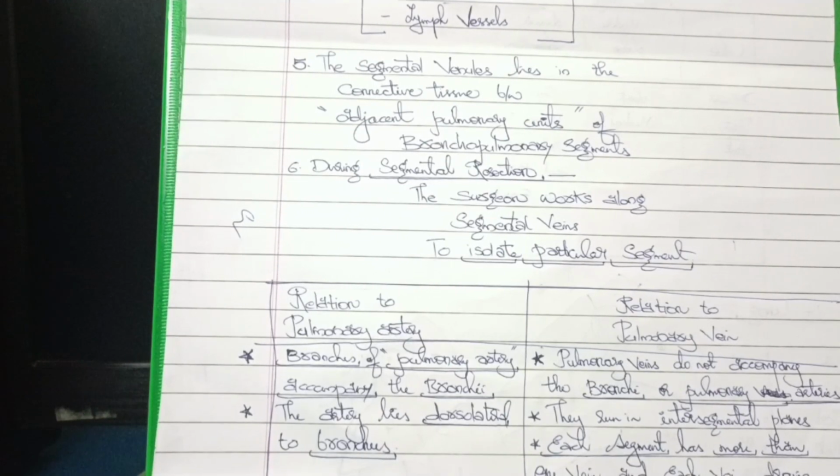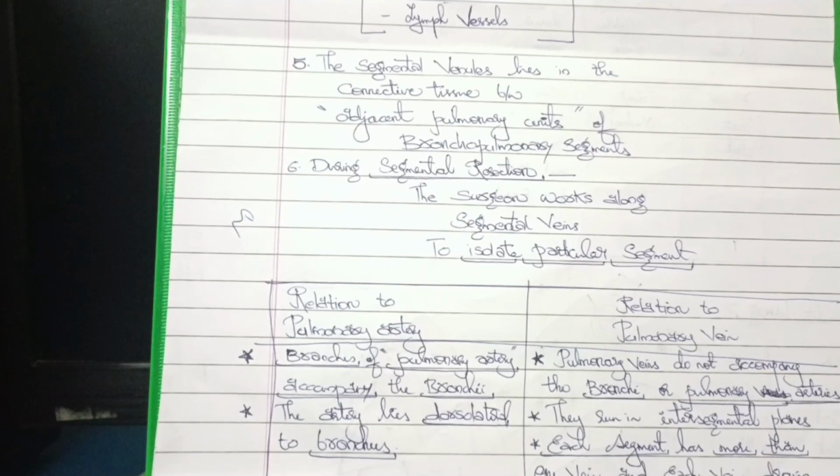Relation to pulmonary vein. Pulmonary veins do not accompany the bronchi or pulmonary arteries. They run in intersegmental planes. See, the pulmonary artery accompanies the bronchi, but the pulmonary veins do not accompany the bronchi. It's the differentiating feature. They run in intersegmental planes.